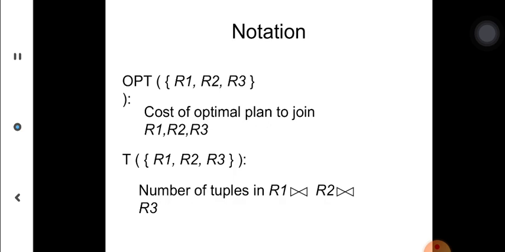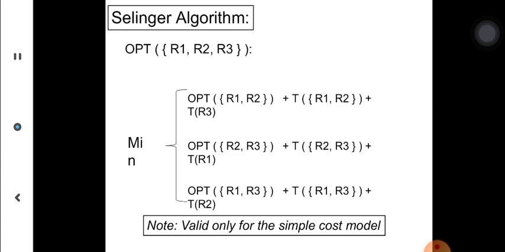So these are notations to represent the optimal plan, like optimal R1, R2, R3 is the cost of the optimal plan to join R1, R2, R3. And T of R1, R2, R3 means the number of tuples in the natural join of R1, R2 and R3. So the Selinger algorithm, how it actually works, you see here now.